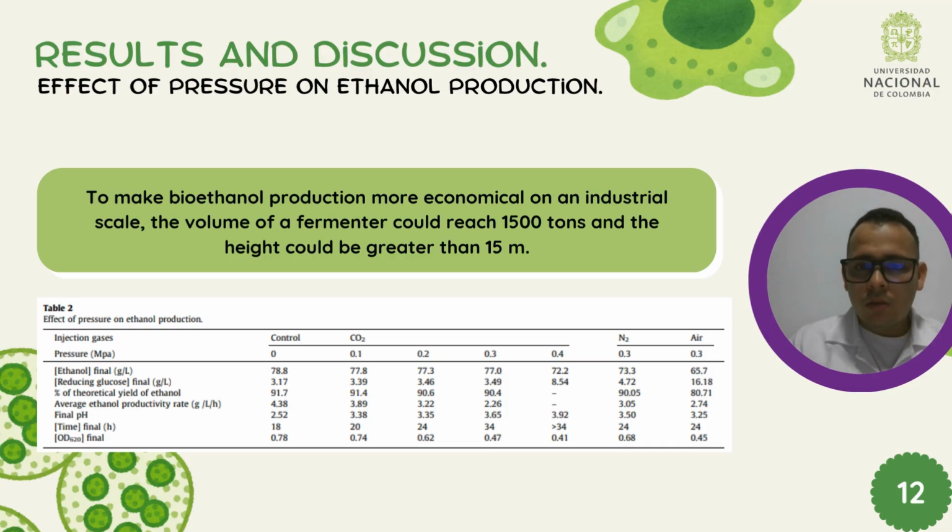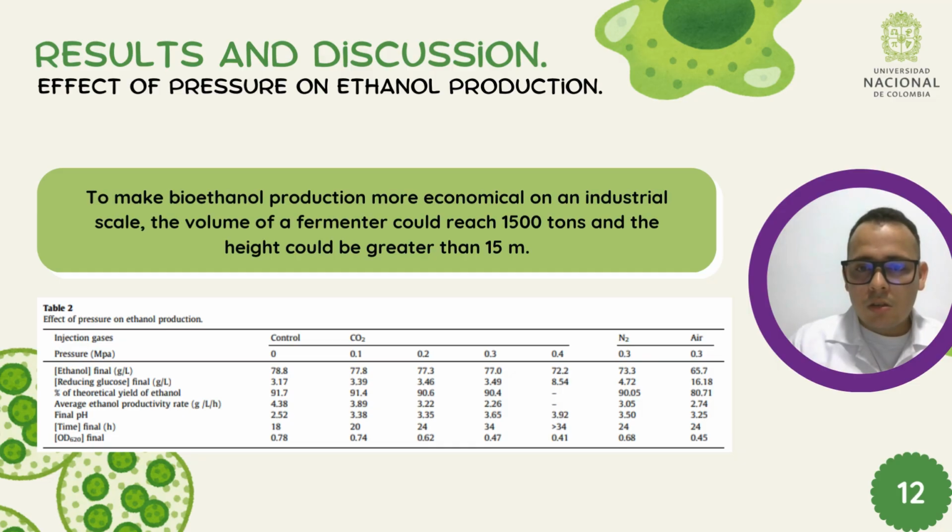As shown in table 2, no matter what gas we injected into the fermentation, carbon dioxide, nitrogen, or air, if the pressure was below 0.3 megapascal, the theoretical ethanol yield was over 80% from 180 grams per liter initial glucose concentration.